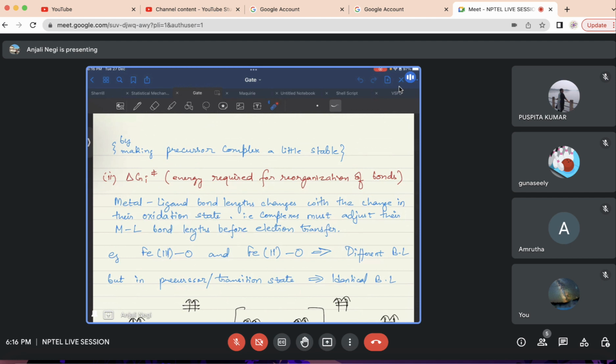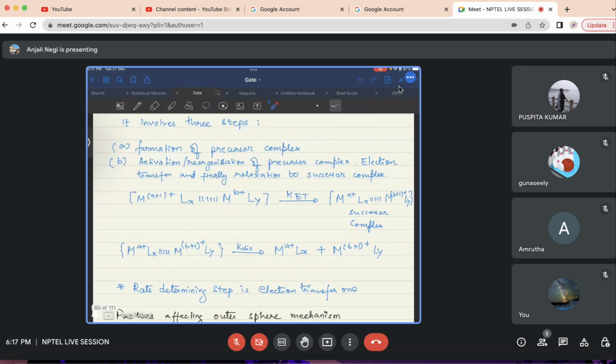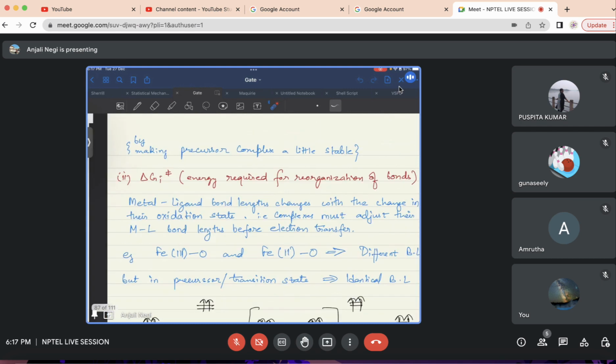By making a precursor complex a little stable, so if my precursor complex is stable, then after my precursor complex there is a successor complex, correct? So in this step, if my precursor complex is more stabilized, then it might reduce the rate of this electron transfer, correct? Now let's go back.